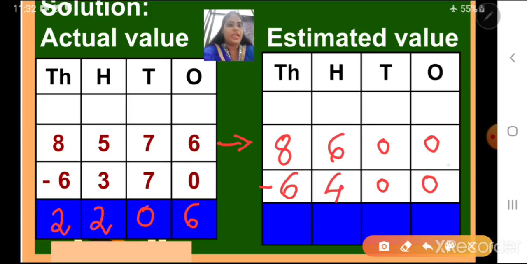Now let us subtract. 0 minus 0 is 0. At 10's place also we have 0. 6 minus 4 will be 2. And 8 minus 6 is 2. So children, our estimated value is 2200.